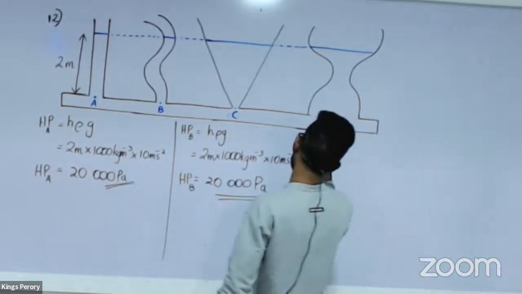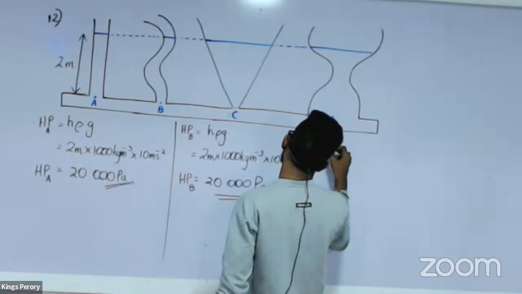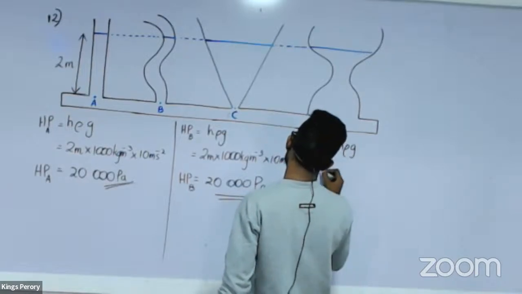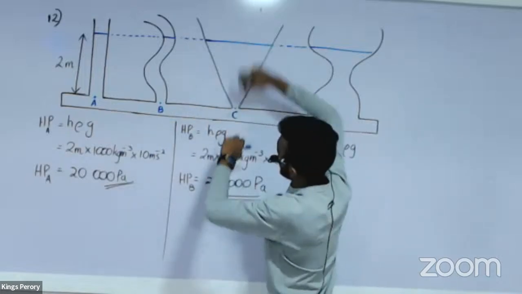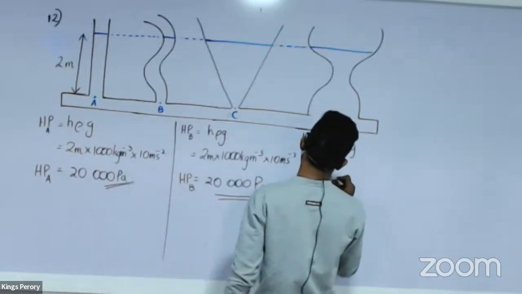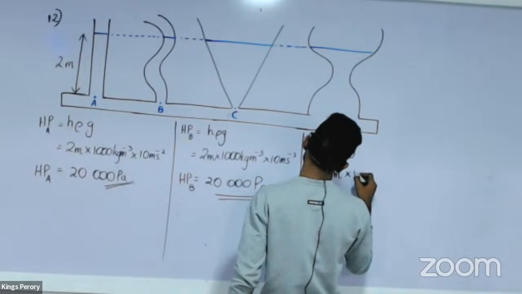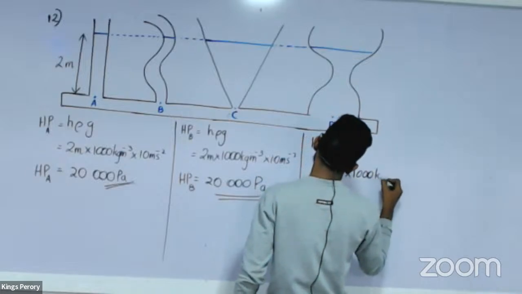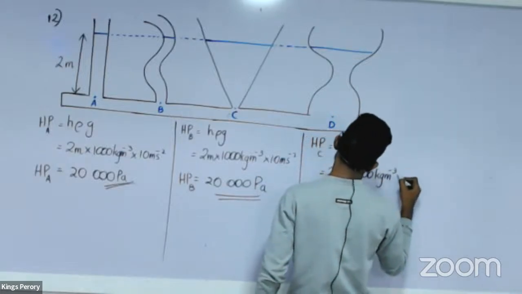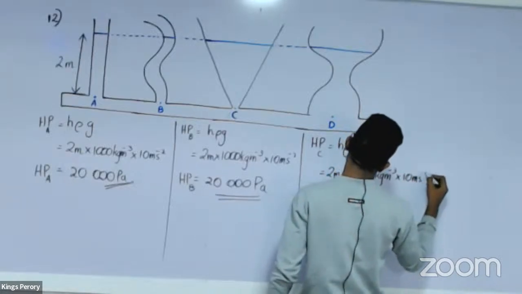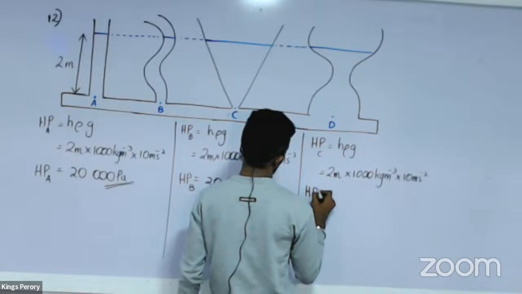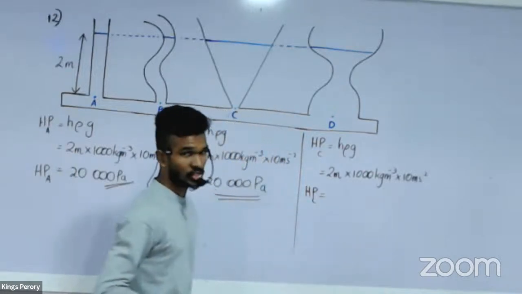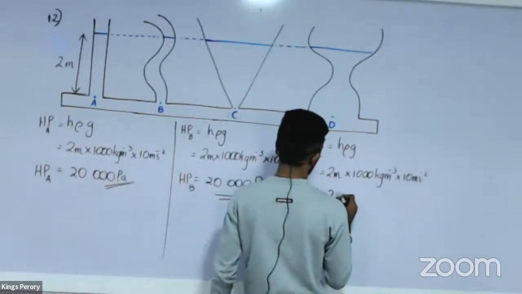Next, hydrostatic pressure at C. Again, h rho g. Again, tell me what's the depth? The shape is different, but still, what's the depth there? 2 meters. No change. Density 1000 kilogram per meter cube. Gravitational acceleration 10 m s to the power minus 2. Hydrostatic pressure at C, how much? 20,000 again.